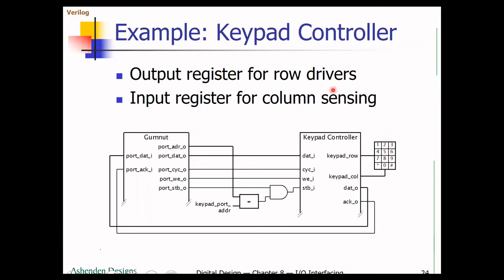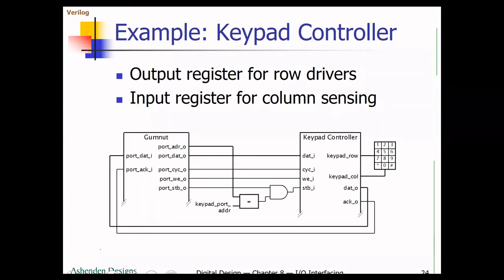It is then given through the data out to the controller or microprocessor that a particular key is pressed, and it will be stored or taken for further processing. So this is simple: a simple keypad controller, with output registers for row driving and input registers for column sensing.